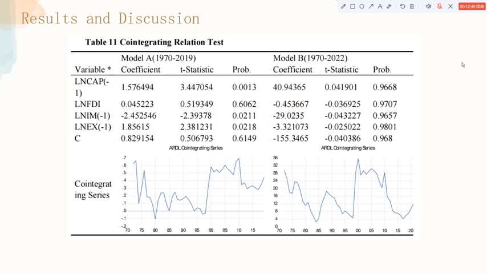When we analyze with the co-integrating relation test, only FDI is not significant in model A, while the coefficients of all variables in model B are not significant. These results further validate the results of the bounds test before, indicating that the long-run relationship between economic variables became uncertain due to the impact of the epidemic.